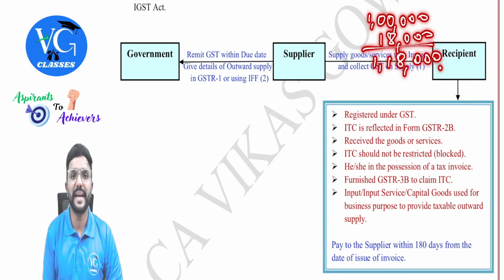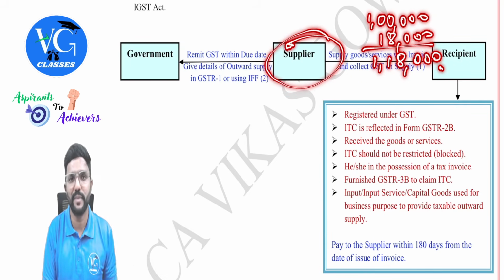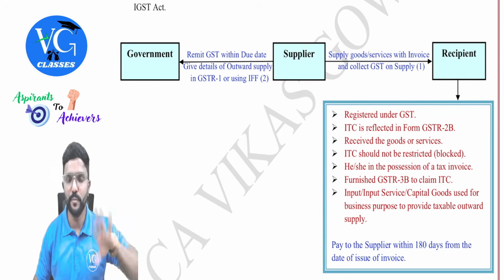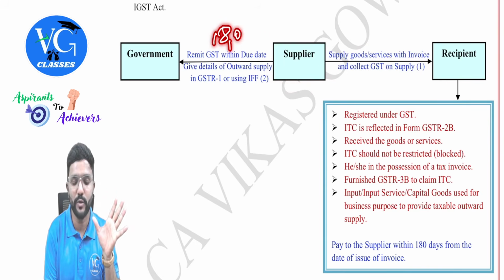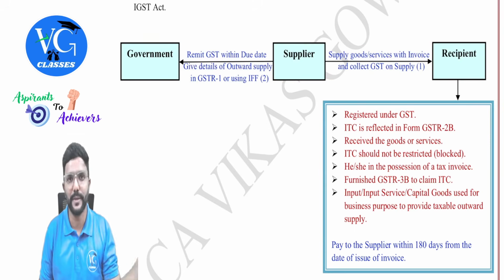So the supplier has given a credit period to the recipient to pay, but for the supplier, the time of supply, assume, is in July itself because the supply is made and invoice is issued in July. So even though he has not received the payment, the time of supply for the supplier is July. So on or before 20th of August, he needs to pay GST to the government. So he will pay out of his own pocket the entire 18,000, and the details of this he has also given in his GSTR 1.